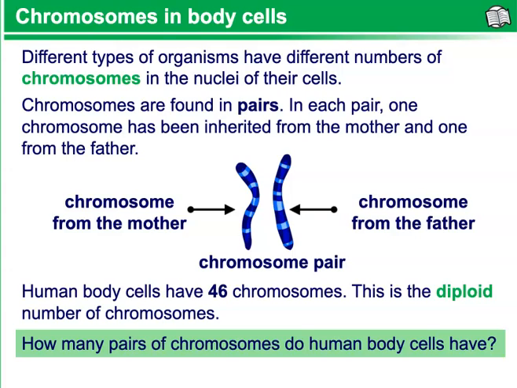So how many pairs of chromosomes do we have? In this case, it would be 23 pairs, totaling 46. The nucleus of a diploid cell contains a full set of chromosome pairs. Again, human body cells contain 23 pairs of chromosomes.